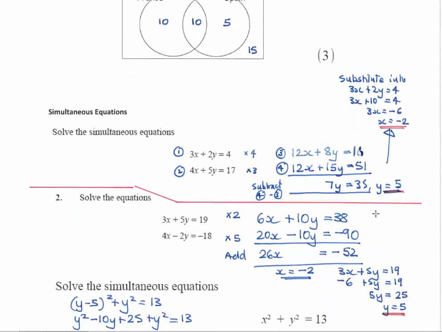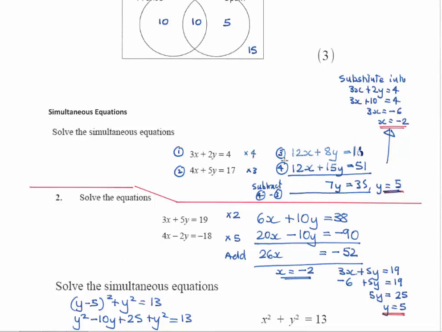Simultaneous equations. Now remember what to do. Make the x's or the y's the same. So I don't see any negative signs here, so I've multiplied this equation by 4 to give me 12x plus 8y equals 16. And this equation by 3 to make 12x plus 15y equals 51. I did that to make the same amount of x.